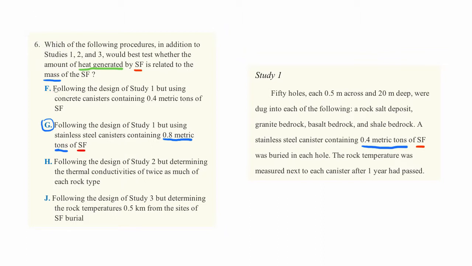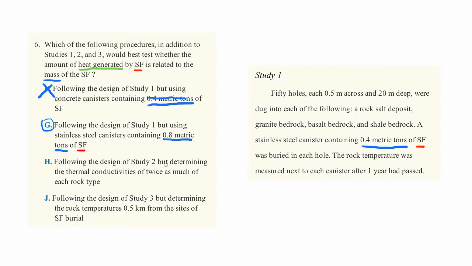Here, F says following the design of study 1, but using concrete canisters containing 0.4 metric tons. Well, this is exactly what study 1 already used. And so we're not going to be able to tell the effect of changing mass if we didn't change it. So this is not a good answer.